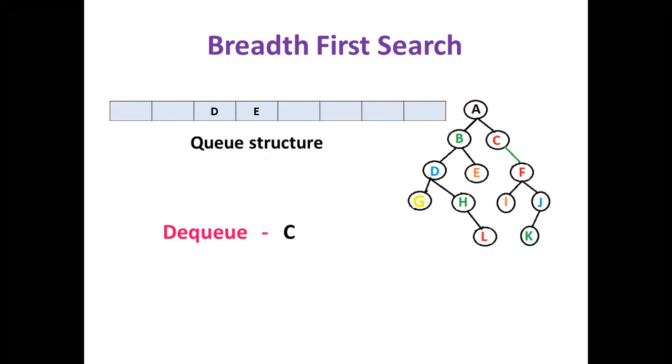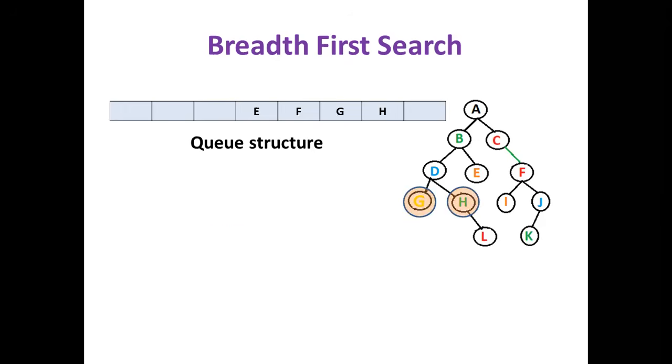C will be taken out of the queue. When you are exploring, find the children of C, that is F. F will be added to the queue, and the next node to be taken out is D. D will be removed, its children nodes found and added at the end of the queue. The next node taken out is E, and E doesn't have any children. We can directly remove it and check whether it is a goal state. If it is a goal state, stop, or else we proceed. The next element to dequeue is F. F will be removed, and we find the children for F, that is I and J, and add them to the queue.